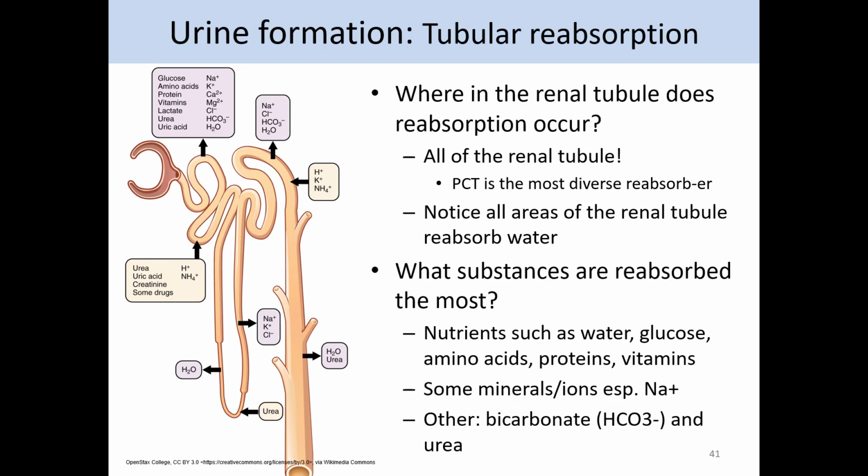What sorts of substances are reabsorbed the most? Nutrients such as water, glucose, amino acids, proteins if they happen to make their way in there, water-soluble vitamins. Other things are reabsorbed too, but maybe not at the same rate as glucose. Examples include minerals and ions, especially sodium. We do a lot of reabsorption of sodium. We also reabsorb quite a bit of bicarbonate and quite a bit of urea, even though we don't want the urea, but we do need to reabsorb it because it helps with the reabsorption of water.